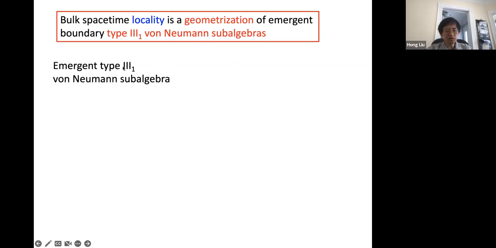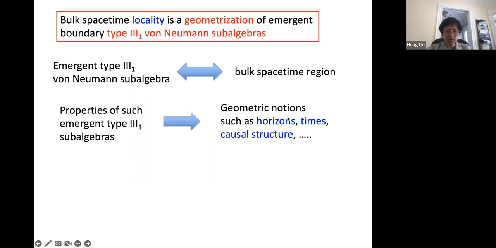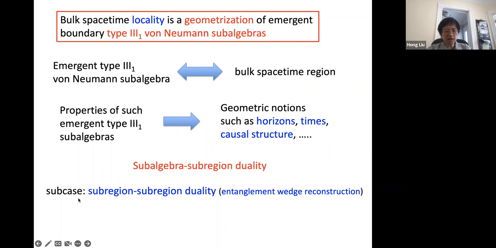So more explicitly, we want to argue that an emergent type III_1 subalgebra in the boundary theory has a one-to-one correspondence with bulk spacetime regions. Okay. And also the properties of such type III_1 algebras actually lead to geometric notions such as horizons, different times, causal structure, etc. Okay. And so that's why we call it subalgebra-subregion duality. So the subalgebra on the boundary theory can be used to describe geometric subregions in the bulk. And this generalizes the standard story of the subregion duality. We sometimes call it entanglement wedge reconstruction. So this significantly generalizes this story.